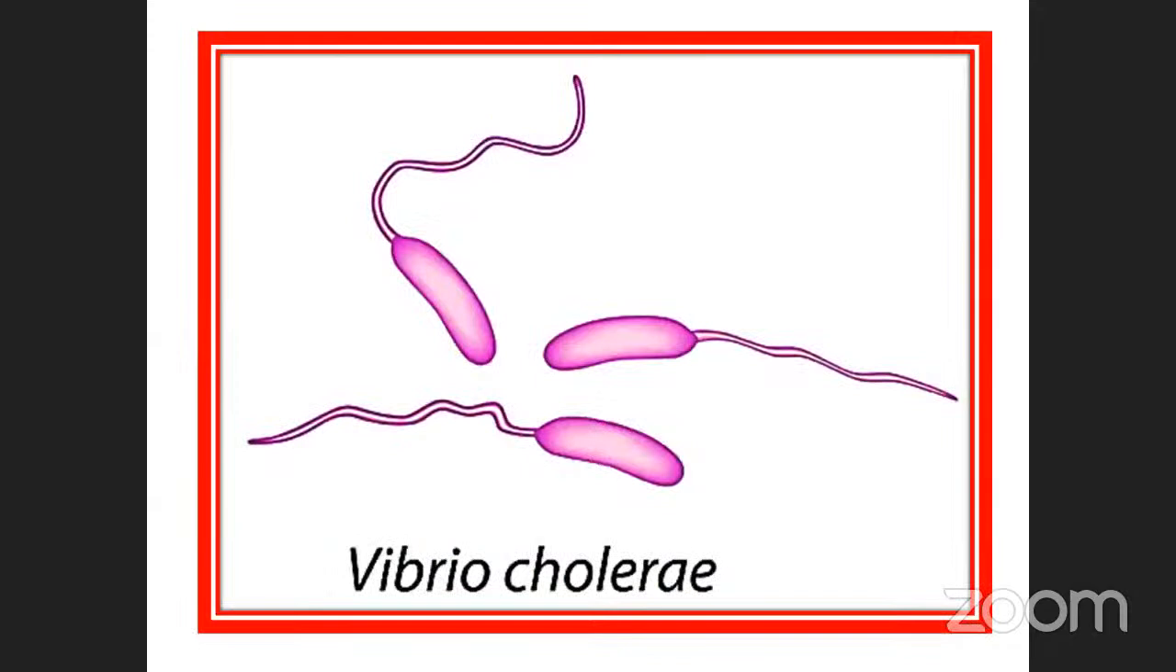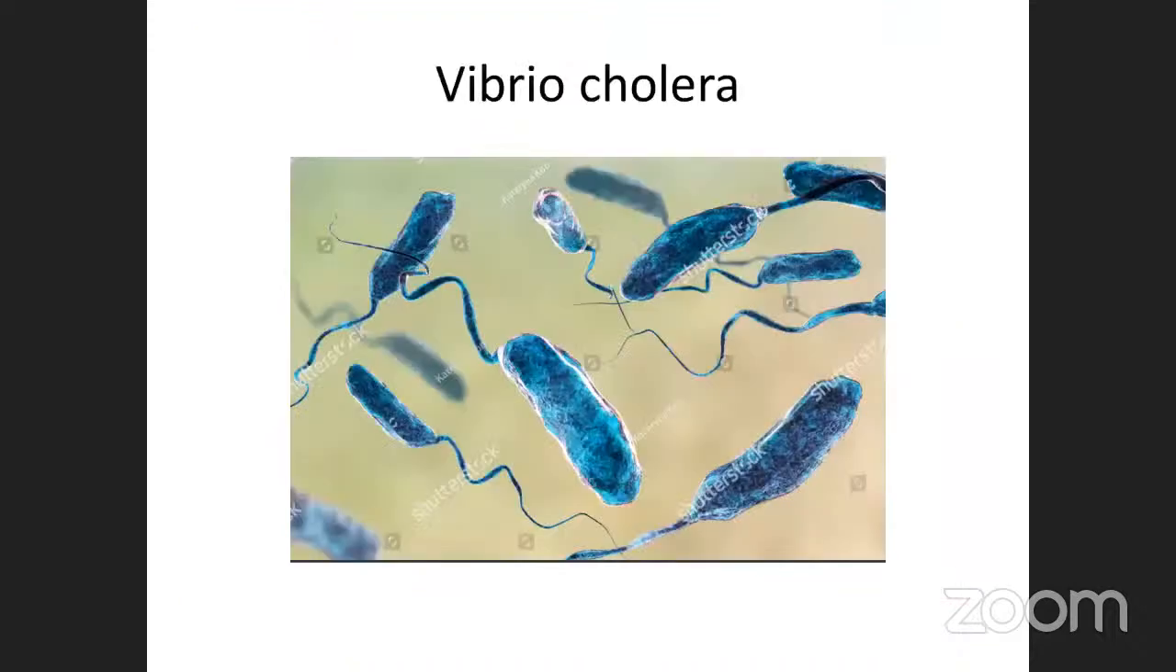This is the comma-shaped Vibrio cholerae bacteria. Note it down, this is very, very important. Sometimes they will give the structures and ask which one should be identified. They may ask questions like that. Again, the Vibrio cholerae structure has a long tail-like structure, just like a worm, isn't it?